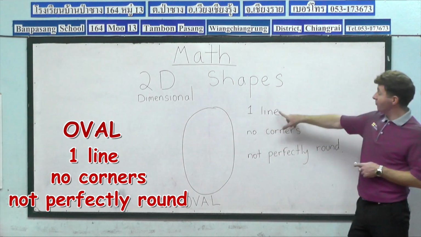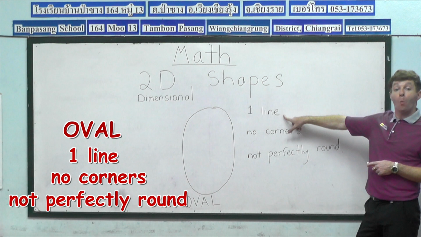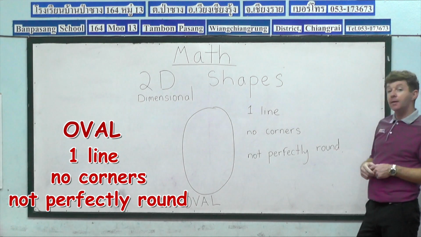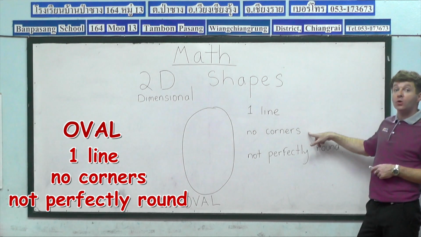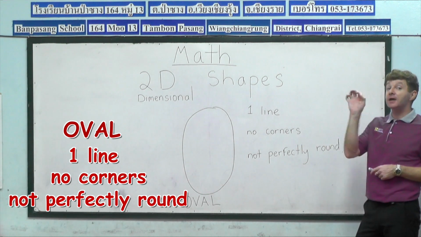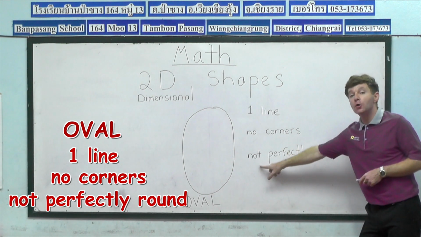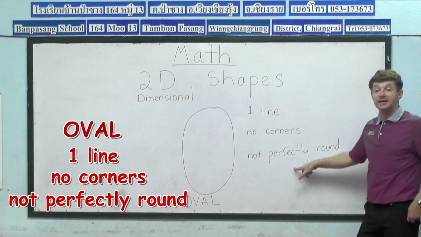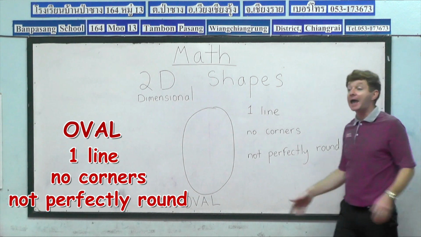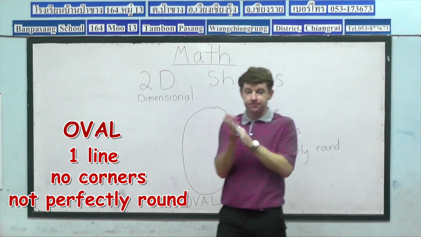So what's our shape again? Oval. Oval has 1 line, but no corners. And an oval is not perfectly round. Excellent. Well remembered, guys.